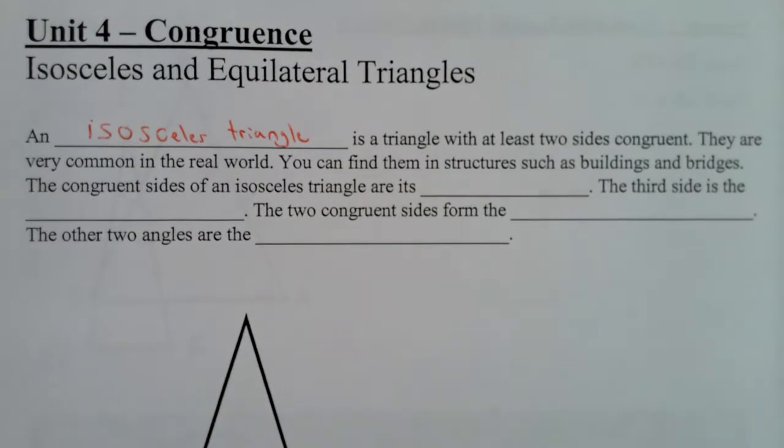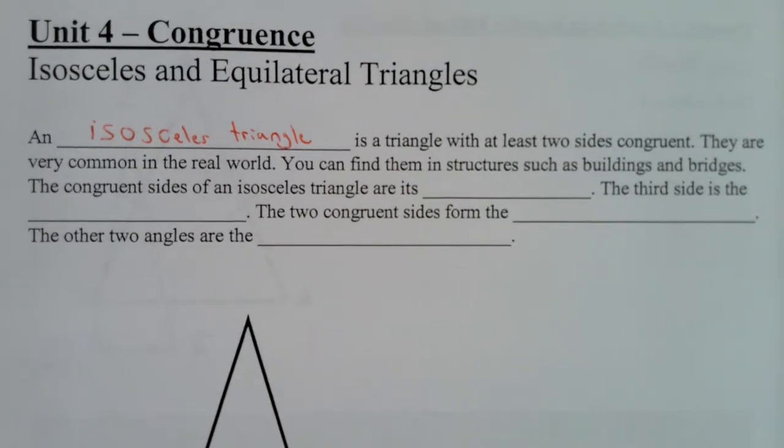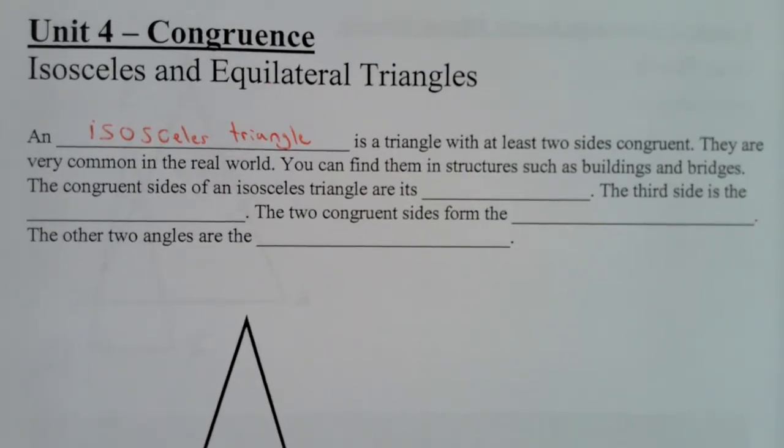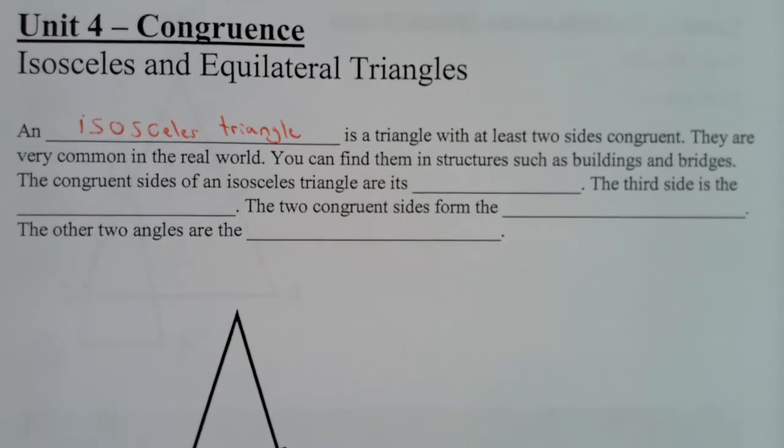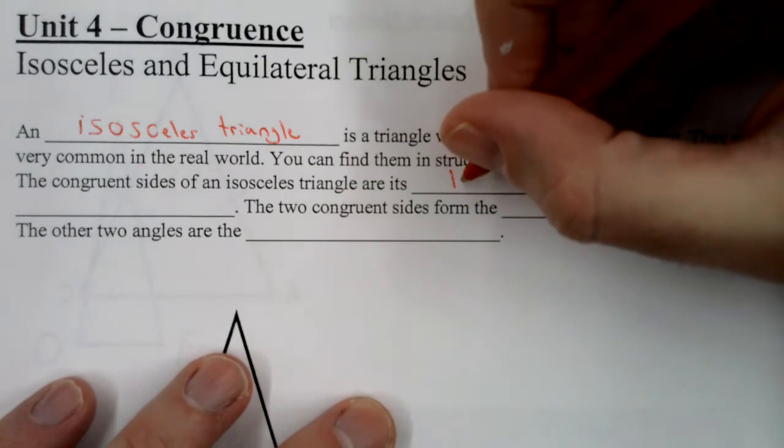An isosceles triangle is a triangle with at least two sides congruent. They are very common in the real world. You can find them in structures such as buildings and bridges. The congruent sides of an isosceles triangle are called its legs.